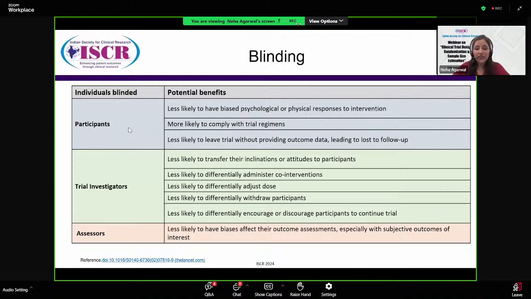Okay, assessors. When I say assessors, it could be sponsor staff, or the vendors who are involved in clinical evaluation. So if they are also blinded, it's less likely to have bias regarding the outcome assessment. So this is how, if participants, investigator, and assessors are all blinded, we are minimizing the observer bias or the measurement bias in the study, and that's why it's called more of a gold standard.